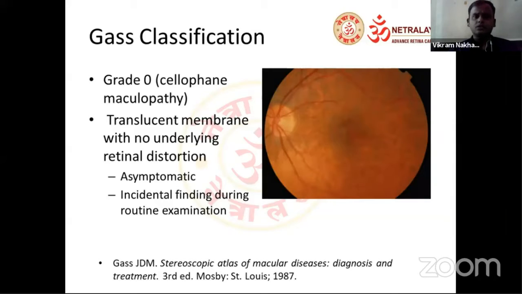A clinical grading was proposed by Glass to describe the different stages of the disease. In grade 0, also termed cellophane maculopathy, a translucent membrane is seen with no underlying retinal distortion. These membranes are often asymptomatic and are usually an incidental finding during a routine examination.